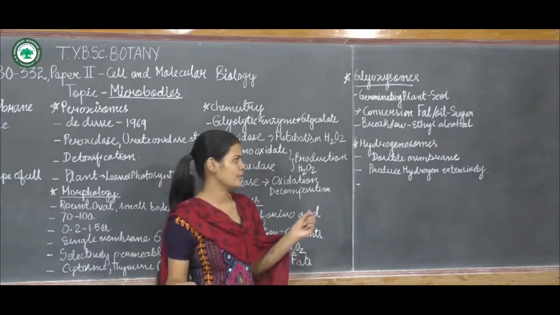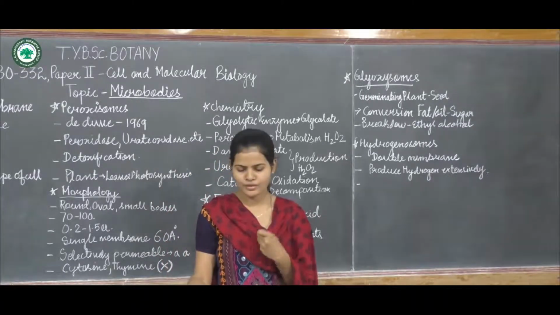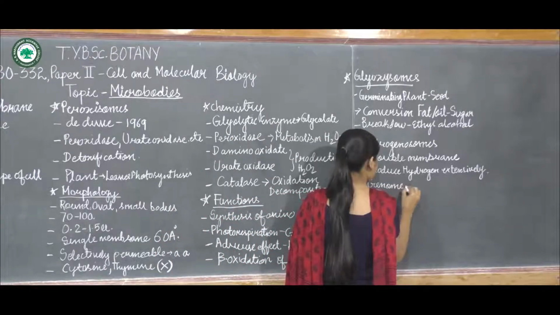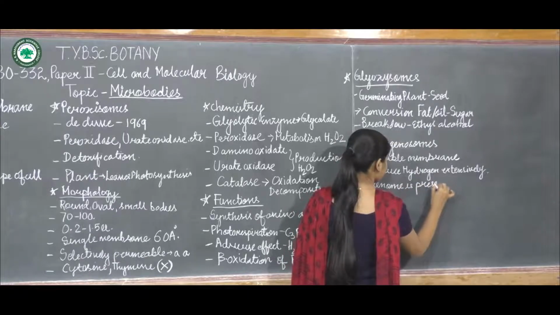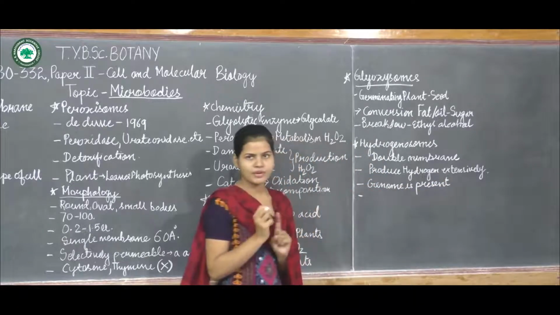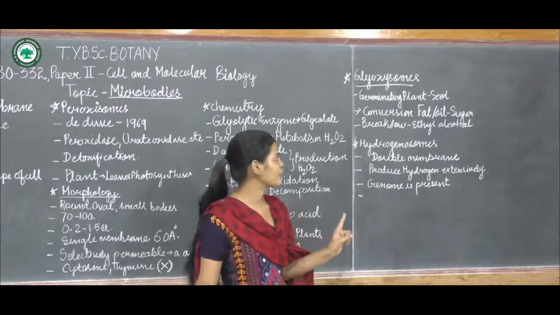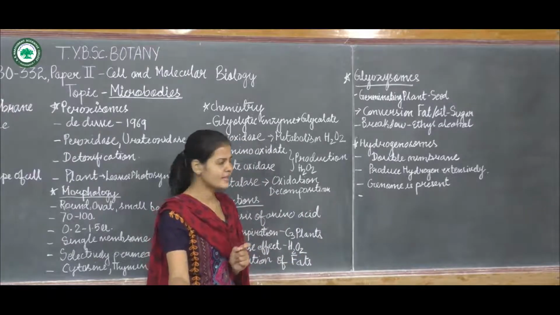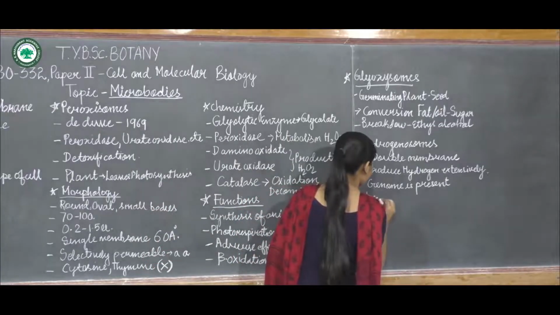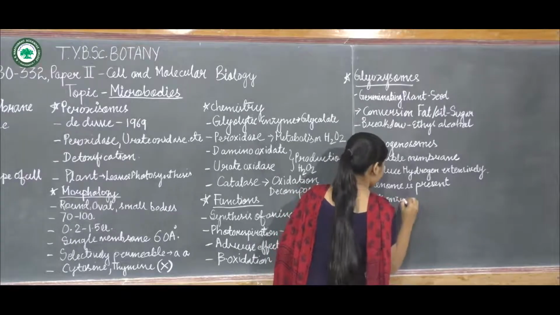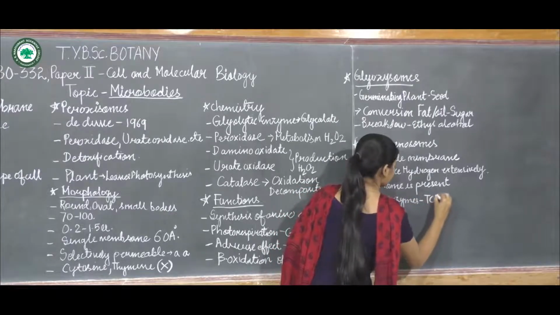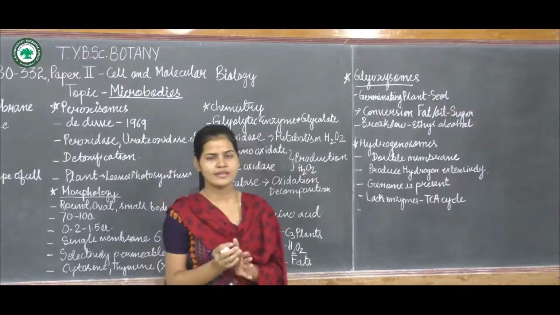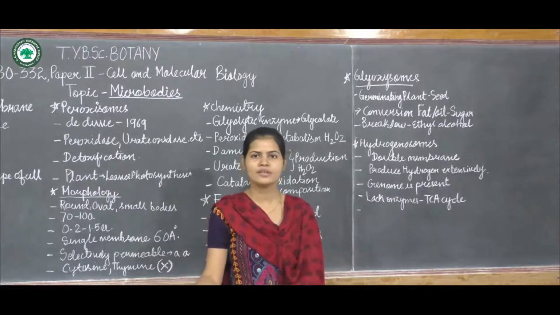Now one peculiar feature is that it has a presence of genome. So genome is present only in case of this type of microbody, that is the hydrogenosome. It lacks the enzymes which are involved in the TCA cycle. So it doesn't have the enzymes of the TCA cycle or citric acid cycle.